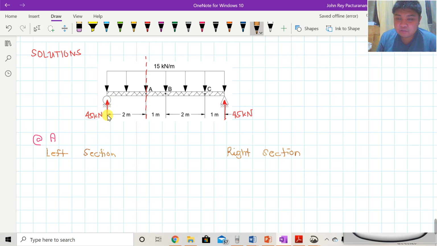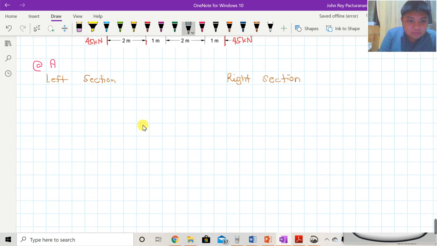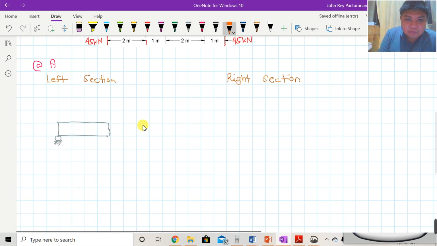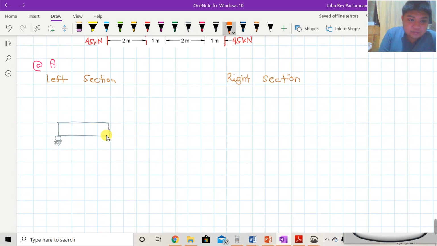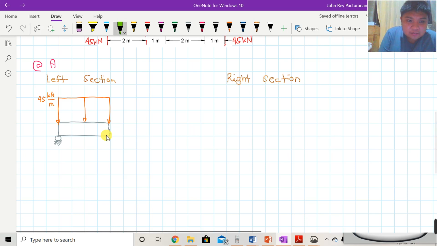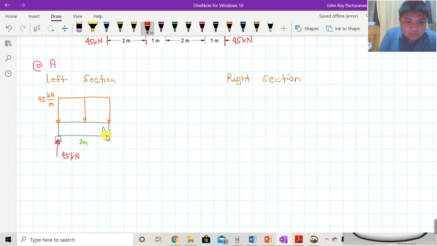So, on the left, it's obviously a simple support, only 2 meters, with a distributed load. So, what will be reflected? We tie it here, and then it's a roller. Remember, there is a rectangular load of 15, but of course, only the portion of 2 meters will be included. This is 2 meters, and of course, this is point A. Don't forget to always include the reaction. So, this is 45 kilonewtons. I'm sorry, the load must be 15 only, so 15 kilonewtons per meter.